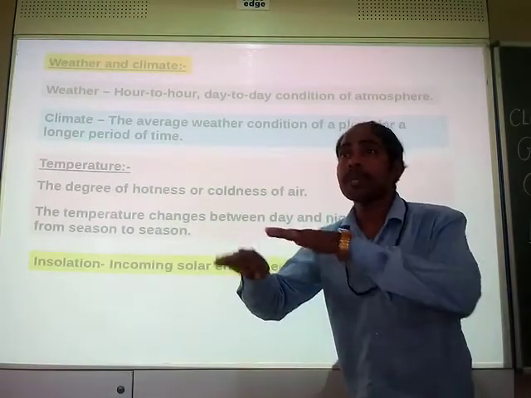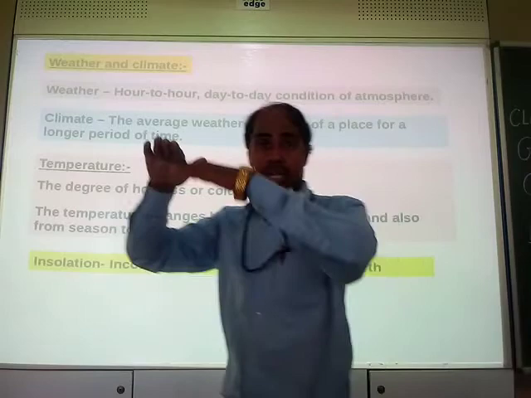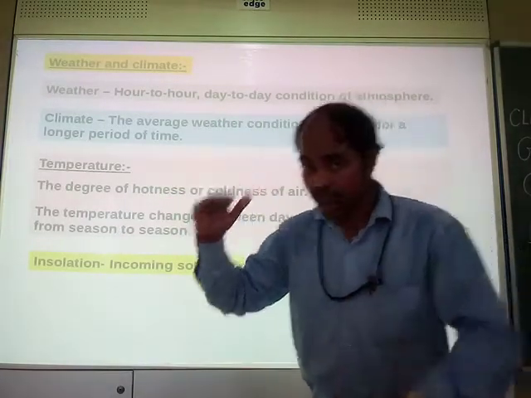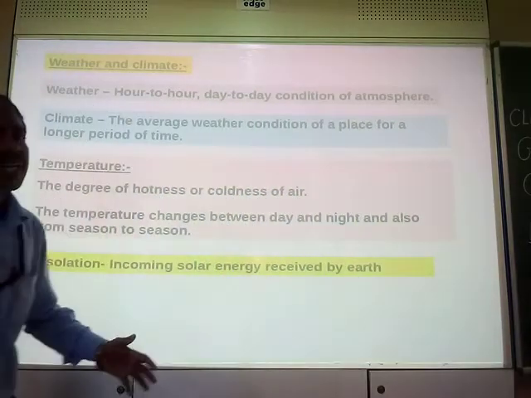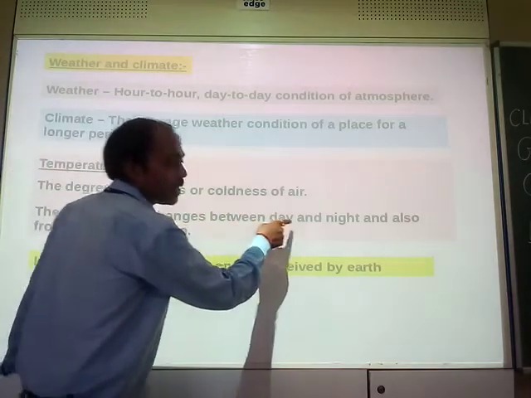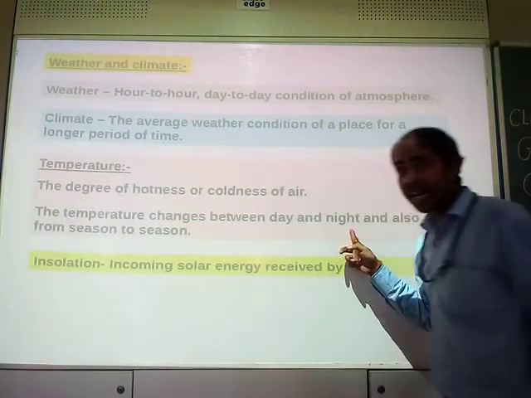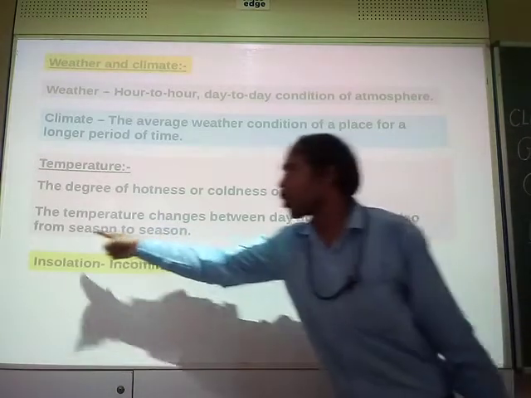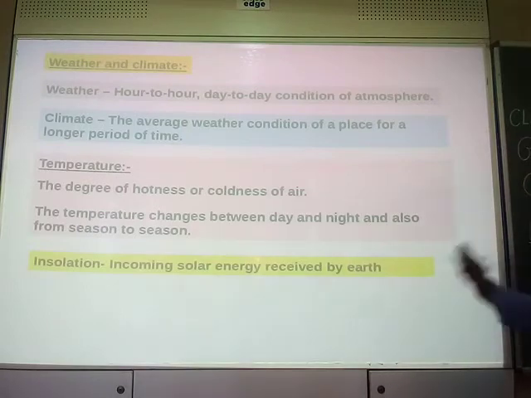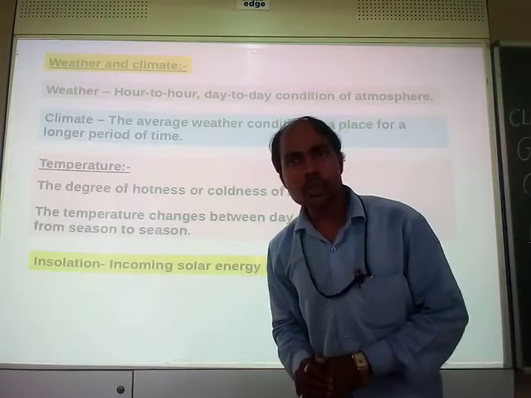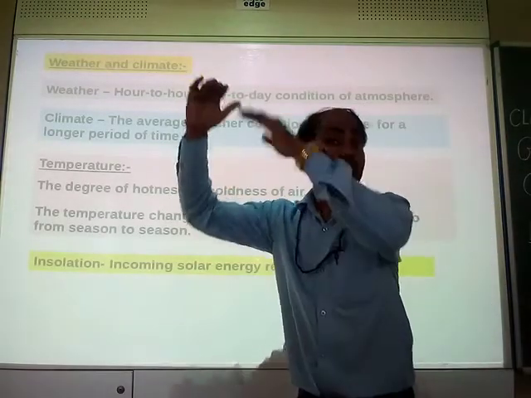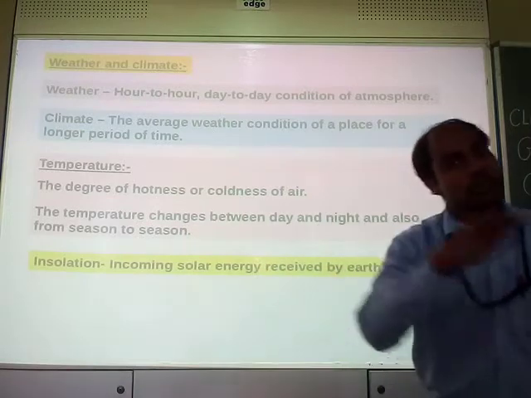During summer, the temperature is high. During winter, the temperature is low. During rain, temperature is somewhat moderate. So it is a usual phenomenon that temperature changes between day and night and also from season to season.